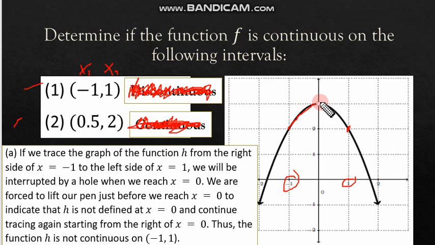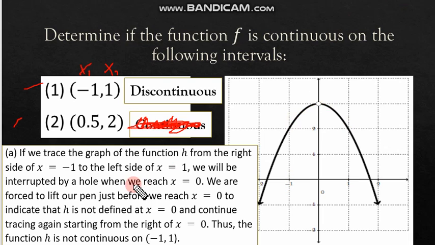Therefore, we are forced to lift our pen just before we reach x equals 0, because it indicates that the function is not defined at x equals 0. We can then start again from the right of x equals 0. Since there is an interruption at x equals 0, and we know that at least one disruption on an interval means the whole interval is discontinuous, we conclude that the function is discontinuous from -1 to 1.